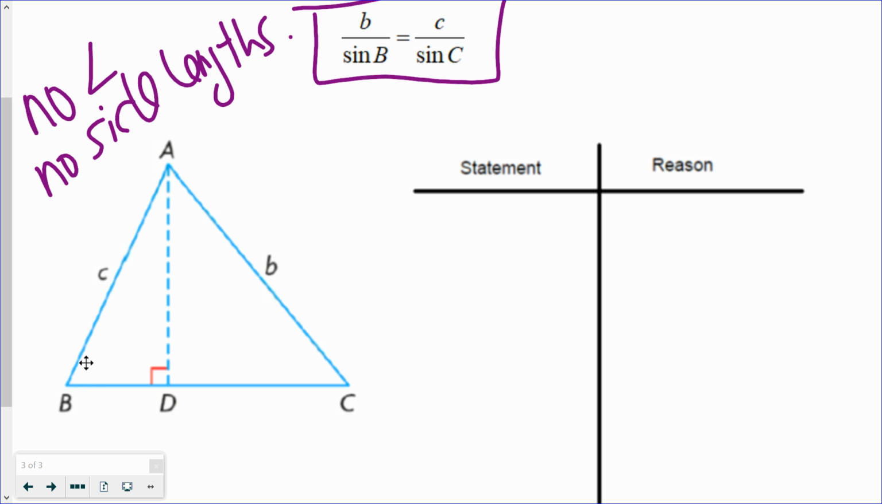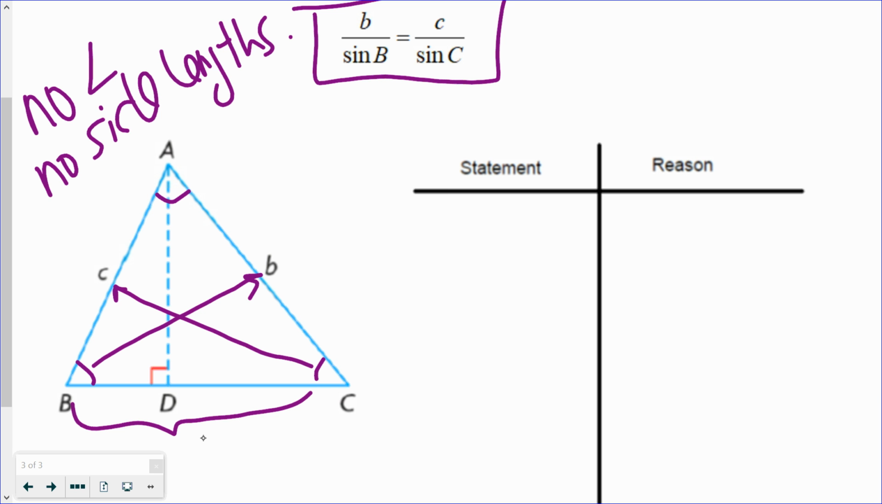I have whatever angle B is, I have whatever angle A is, I have whatever angle C is, and then you see we've labeled some sides. So side length B is across from angle B, side length C is across from angle C. We could label this whole thing as side length A. It's not important in this question. So I'm just going to erase it because it's already getting messy enough here.